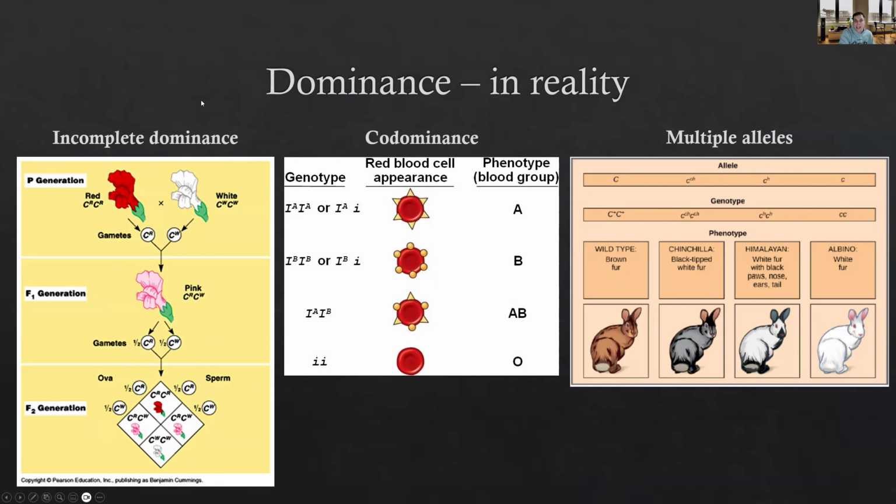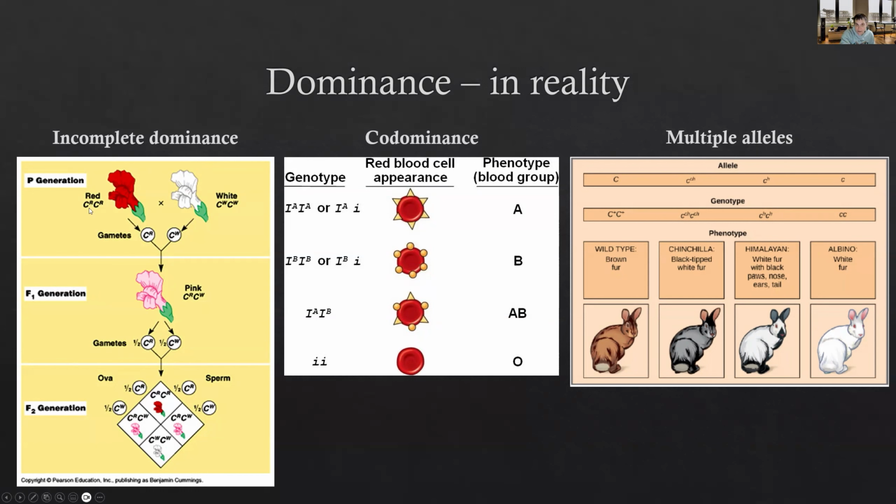First off, there's incomplete dominance. So incomplete dominance occurs when neither allele is able to dominate the other one. And in this case, when you end up with a heterozygote for incompletely dominant alleles, you end up in the heterozygotes with a unique intermediate phenotype. So for example, in this particular group of flowers, you've got the red allele and the white allele.